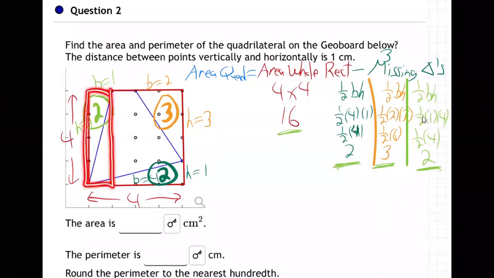If you draw this in, there's 4 squares in this triangle. Cuts it in half. Half of 4 squares is 2. So of course, he occupies exactly 2. So now we can find the area of the quad.